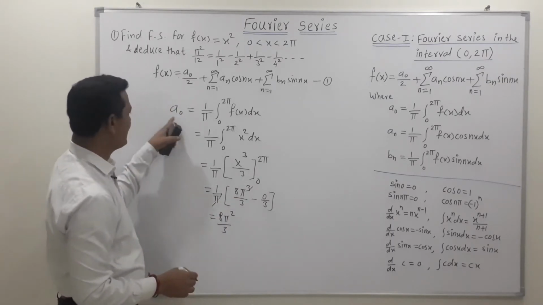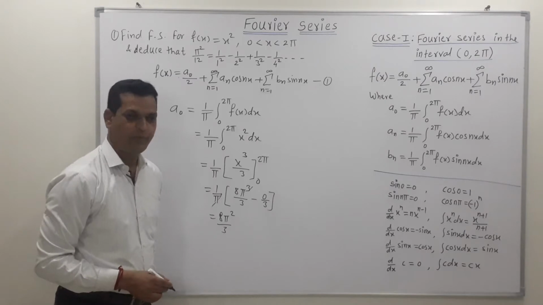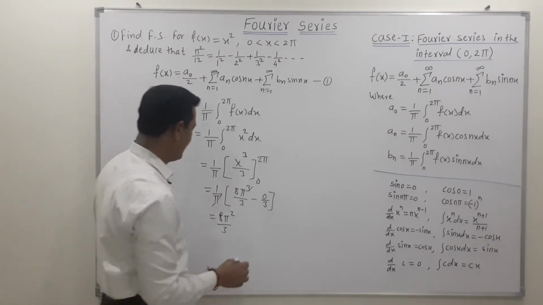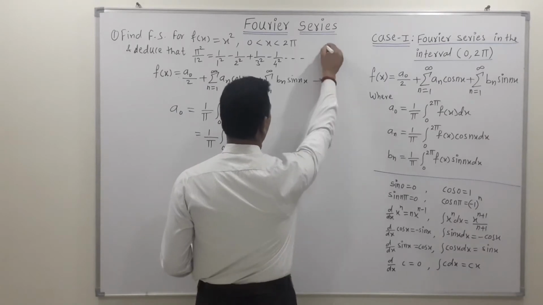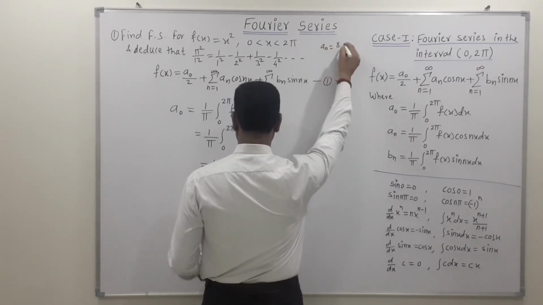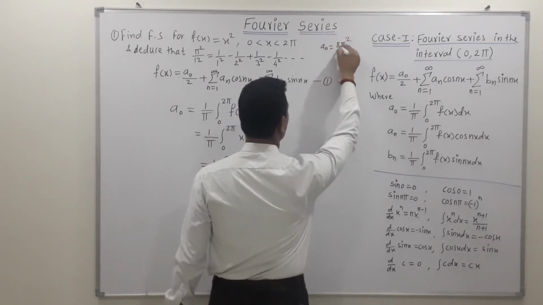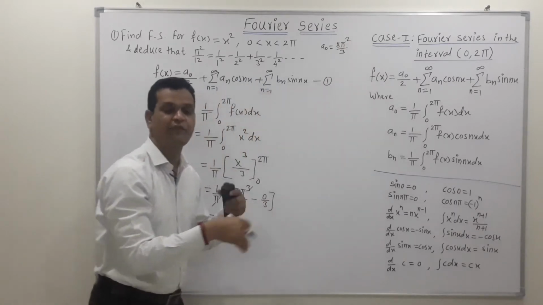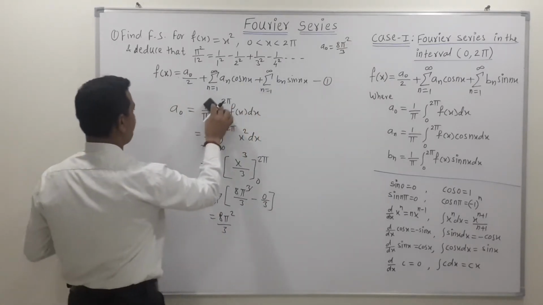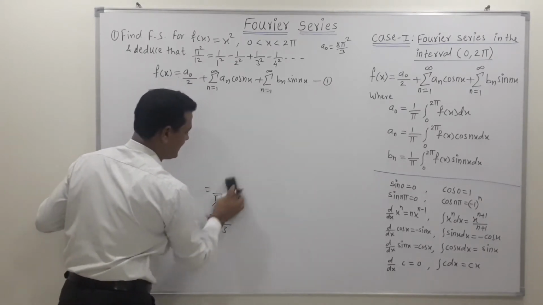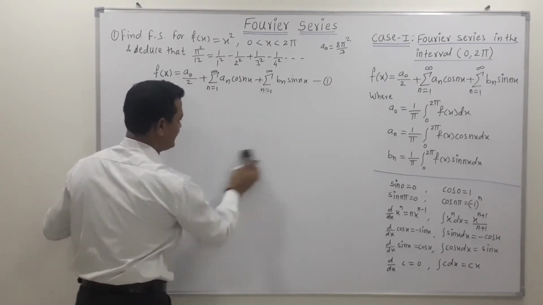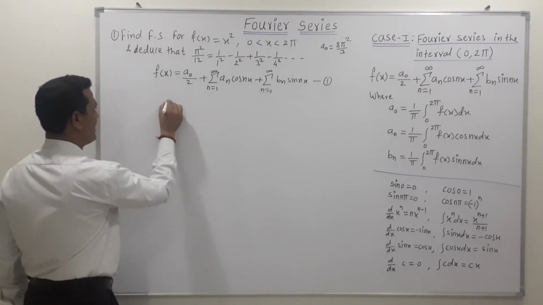So friends, this is the value of the first Fourier coefficient, which is a naught, equal to 8 pi square by 3. For simplicity we write this value a naught is equal to 8 pi square by 3, for further substitution. Now this is the first Fourier coefficient. Now let's find out the second Fourier coefficient, which is denoted by an.